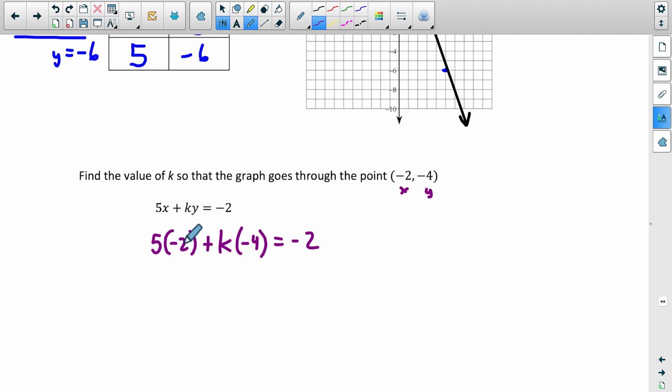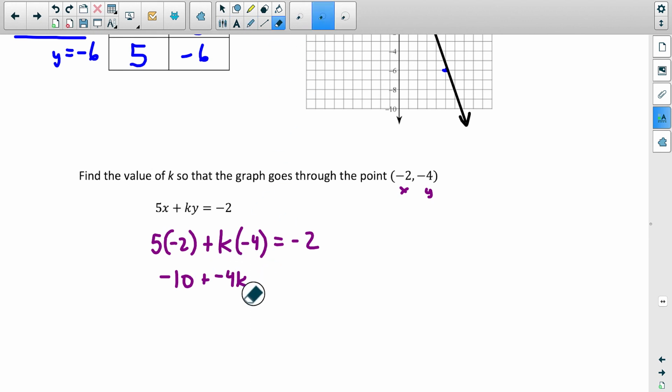5 times negative 2, well, that equals negative 10. Plus, k times negative 4, what's going on here? Well, usually we don't write the letter first, we put the number first. So rather than putting k times negative 4, think of it as negative 4 times k, which is negative 4k. So what we have right now is negative 10 plus negative. Whenever you get plus negative and you're doing equations, instead of going plus negative, just put minus. It's exactly the same thing.